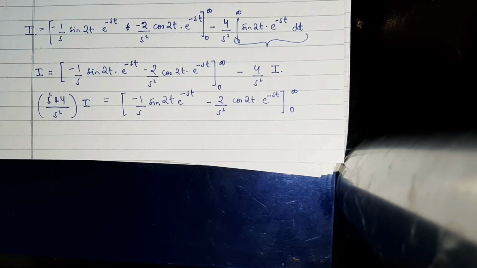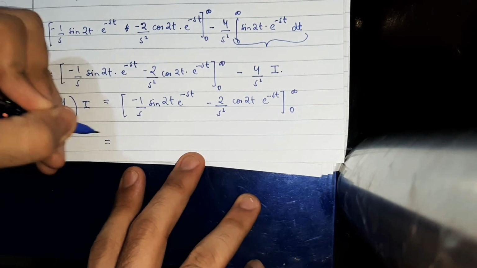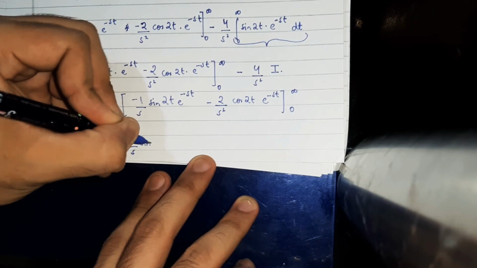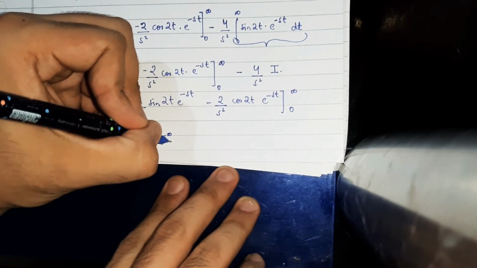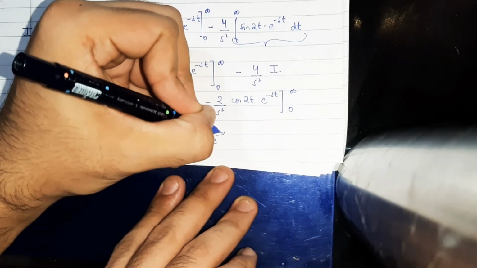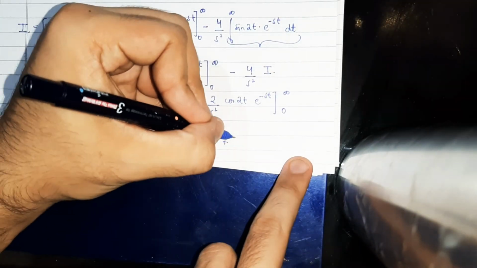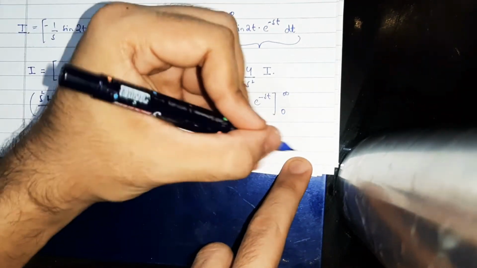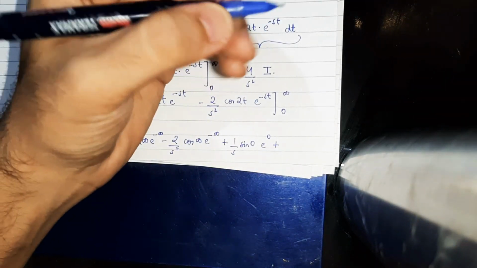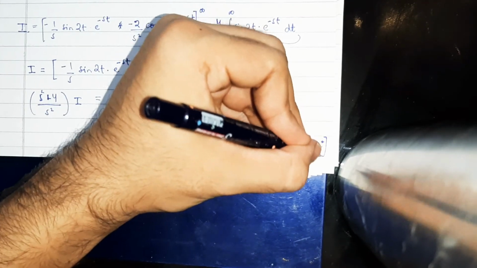Now what we'll do is simply put the values of the limits in place of t, and that will give us minus 1 upon s sine infinity e to the power minus infinity, minus 2 upon s square cos infinity e to the power minus infinity, minus, and again a minus, so a plus 1 upon s sine 0 e to the power 0, minus, again a minus, so another plus 2 upon s square cos 0 e to the power 0.